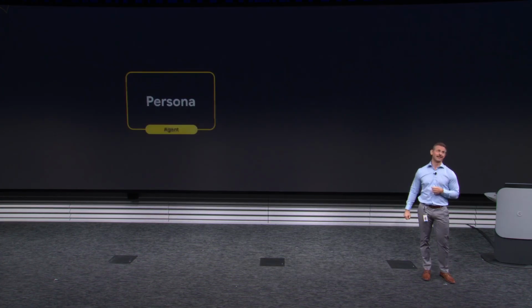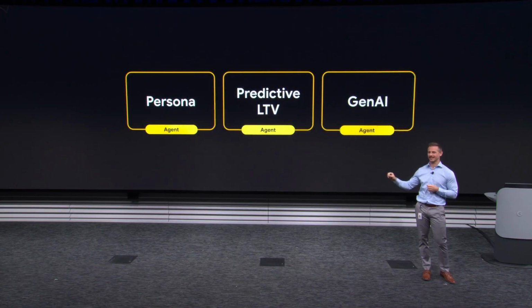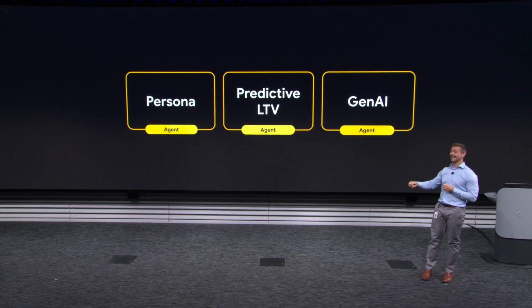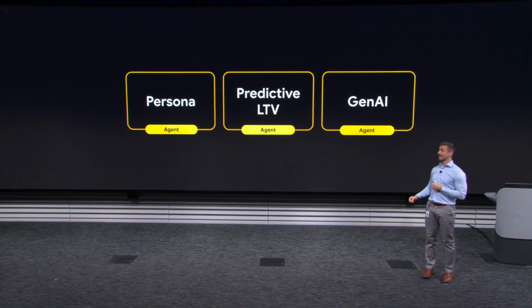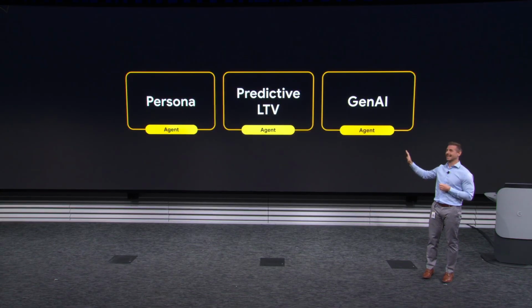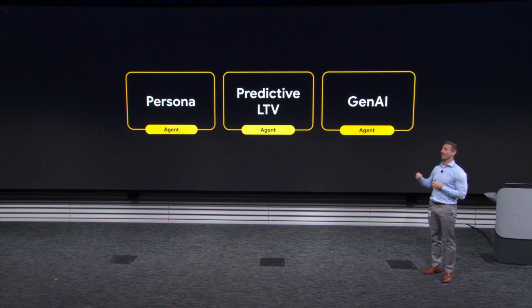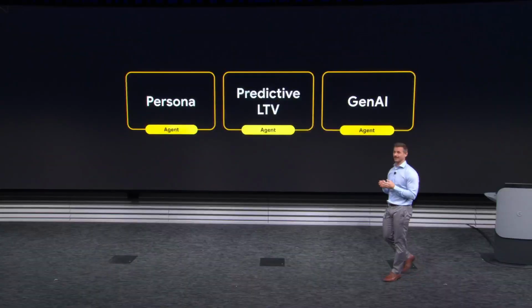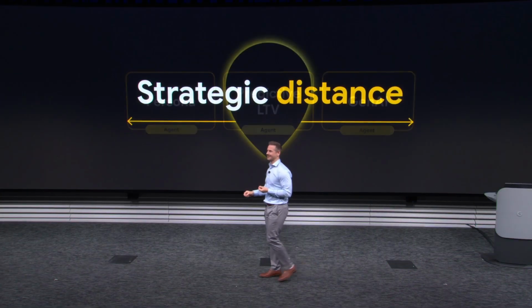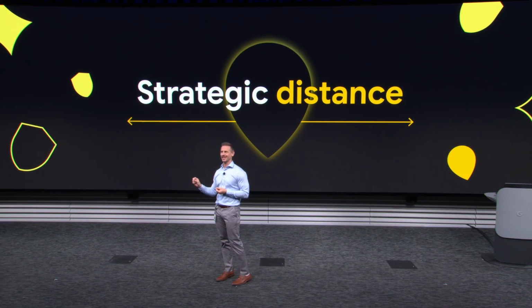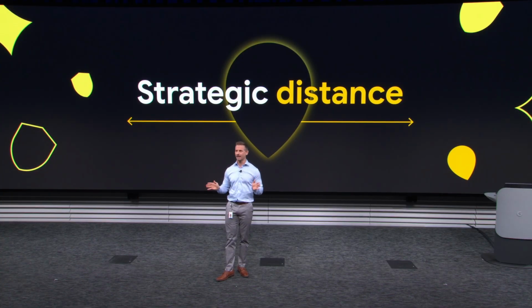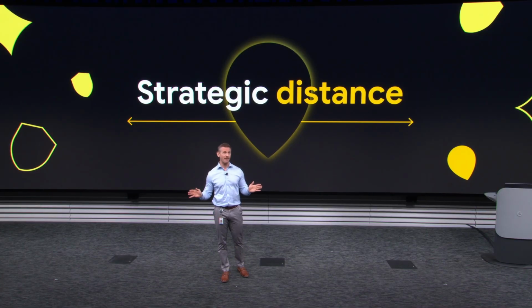Just imagine. A persona agent can run continuously, analyzing customer data and sending daily insights on new personas. From there, a predictive LTV agent can instantly update audience values for bidding, while a Gen AI agent creates new text and image assets based on those insights, essentially automating from end to end the capabilities I just showed you in the demos. The opportunity to collapse the timeline from information to action isn't just a goal. It's a path you can begin today to start creating meaningful strategic distance between you and your competitors.